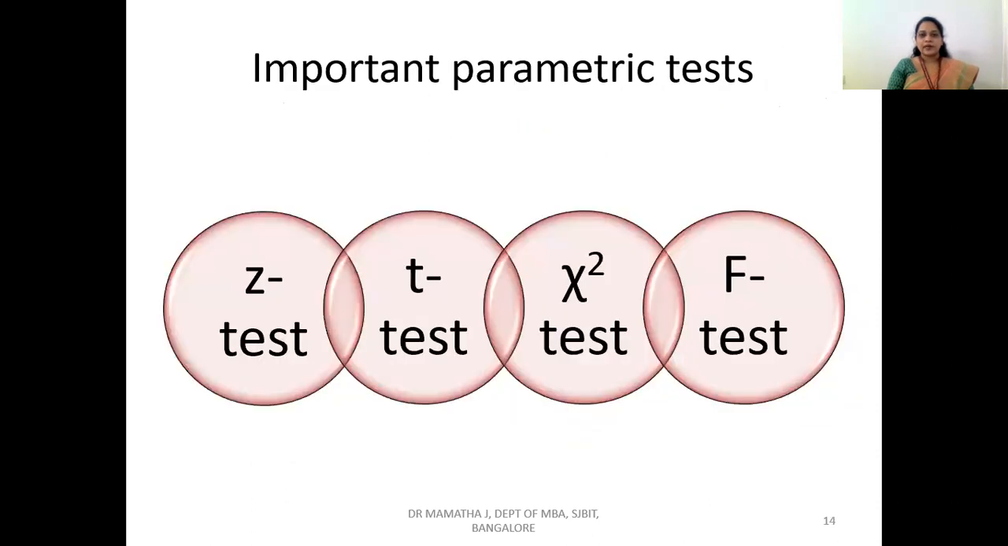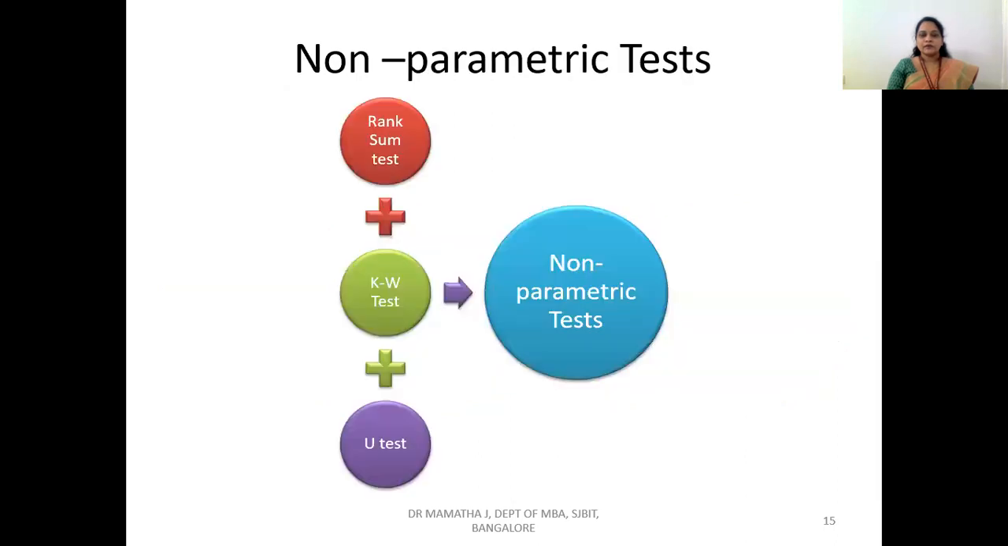So important parametric tests, what I told, include the t-test, chi-square test, and f-test, right? In case of non-parametric tests, you have the run test, KW test, U test. All these are non-parametric. There are various parametric and non-parametric tests. Very frequently and popularly used methods are these methods. Any of the methods which are suitable for the study can be chosen.